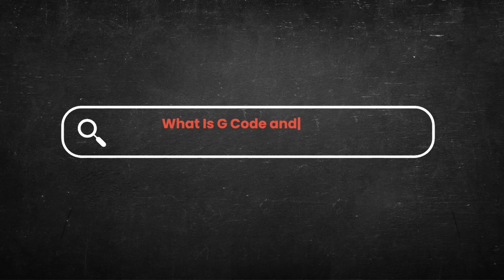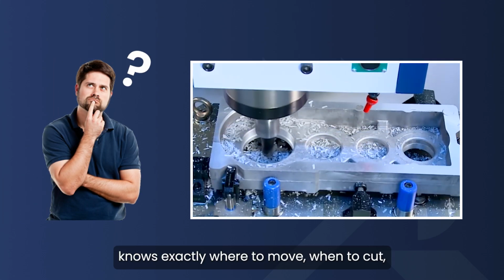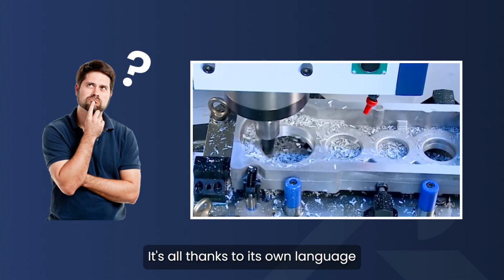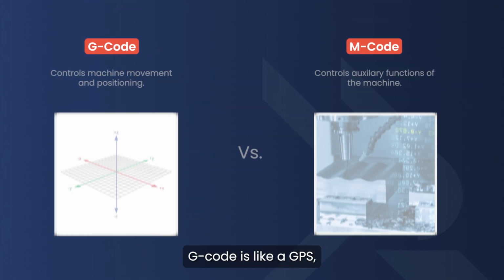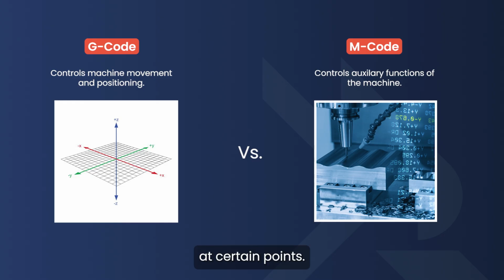What is G-code and M-code? CNC programming basics for engineers. Ever wondered how a CNC machine knows exactly where to move, when to cut, and when to stop? It's all thanks to its own language, G-code and M-code. G-code is like a GPS, guiding the machine to the right spot, while M-code is like the control panel telling it what actions to perform at certain points.